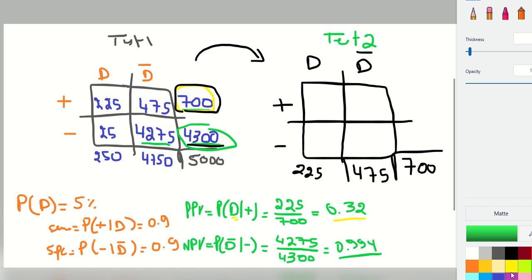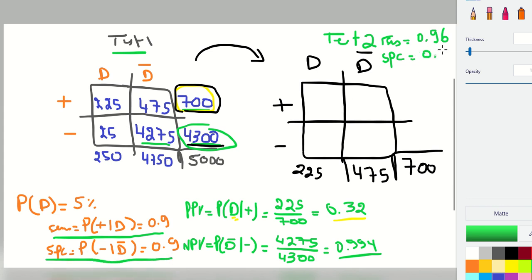The specificity for this test, excuse me, I should have said sensitivity. I'm going to start with sensitivity. Here, you can see that it was 90% for the first test. For this test, I'm going to pick it as 96%. And for specificity, for the new test, which used to be 90% for test number 1, it is going to be 92%.